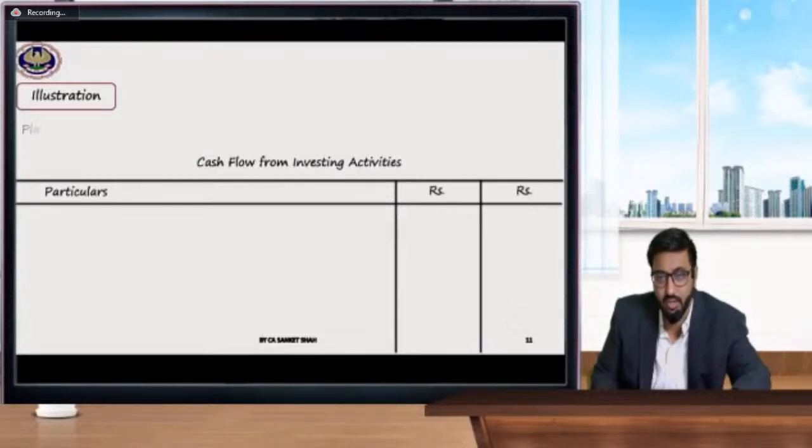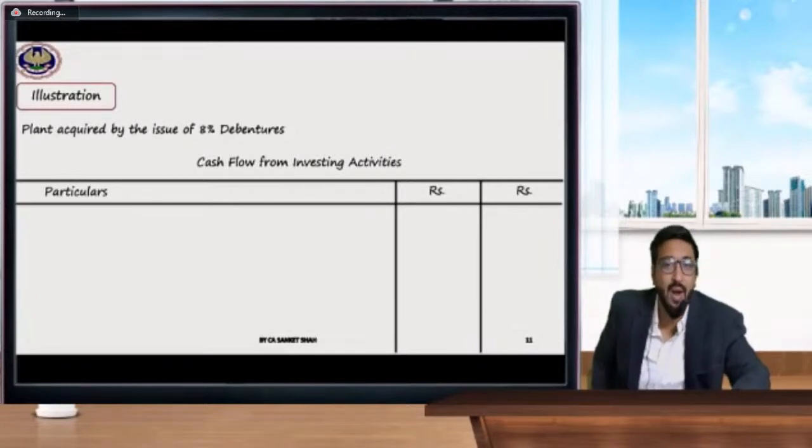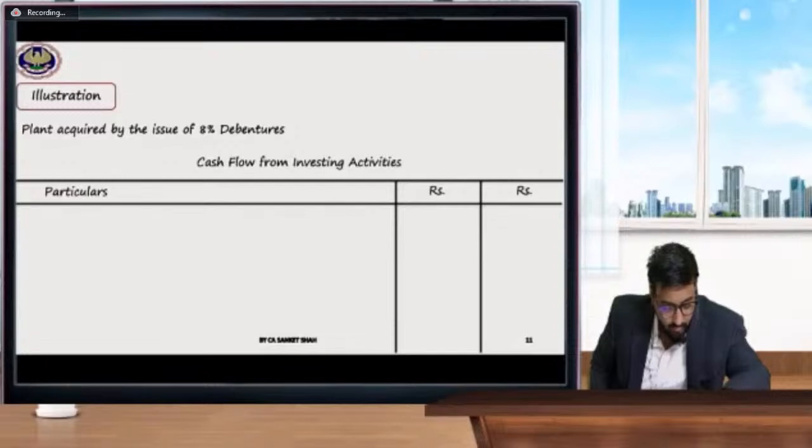This is my illustration. Plant acquired by issue of 8% debentures. तो आपसे पैसा जाएगा या आएगा? Plant acquired by issue of, you have to find out cash flow from investing activity. So tell me, every one of you now, plant acquired by issue. So illustration का answer अभी आप लोग बता रहे हो मुझे. Yes, plant acquired by issue of 8% debentures.